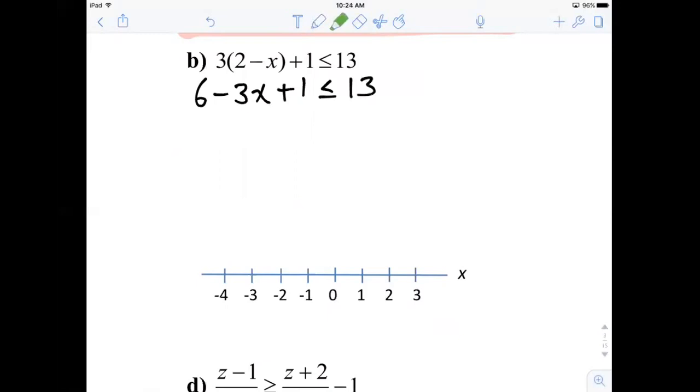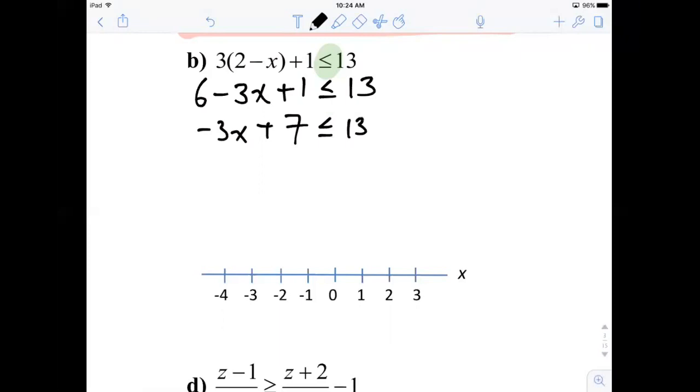So here's something that we need to make note of as well. This symbol here is not just saying that the left side has to be less than 13. It's saying that it has to be less than, or it could be exactly equal to 13. And that's what that extra little line underneath the less than symbol means. It means less than or equal to. But let's still solve the same way. This would be like negative 3x plus 7 has to be less than or equal to 13.